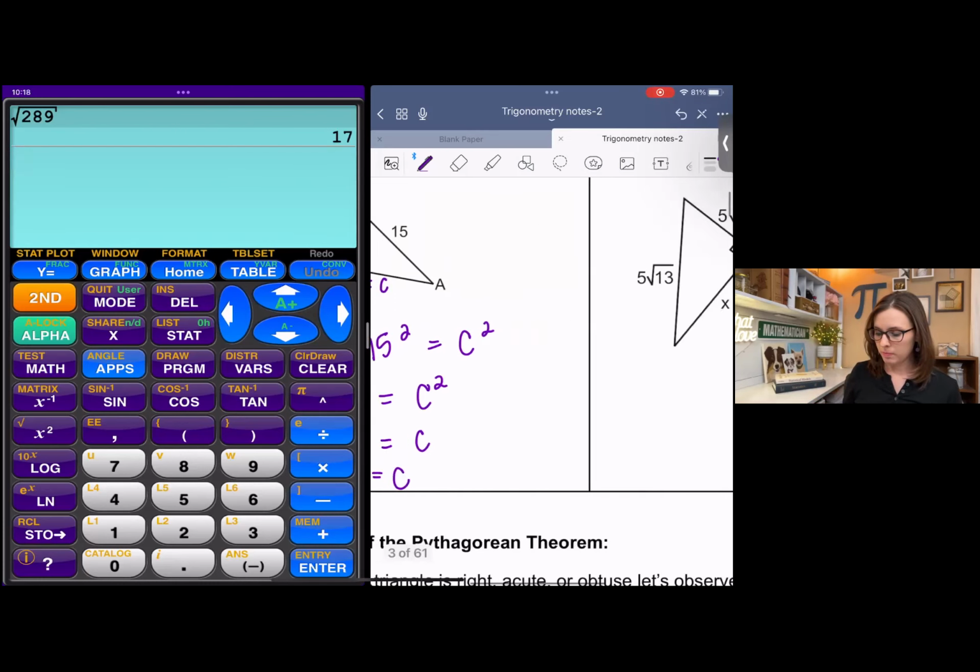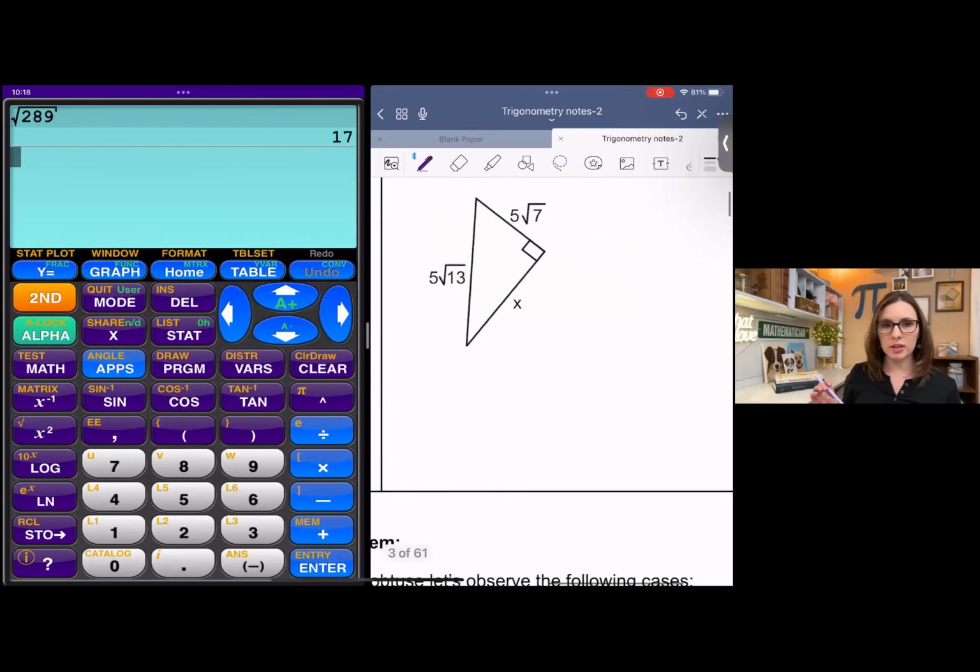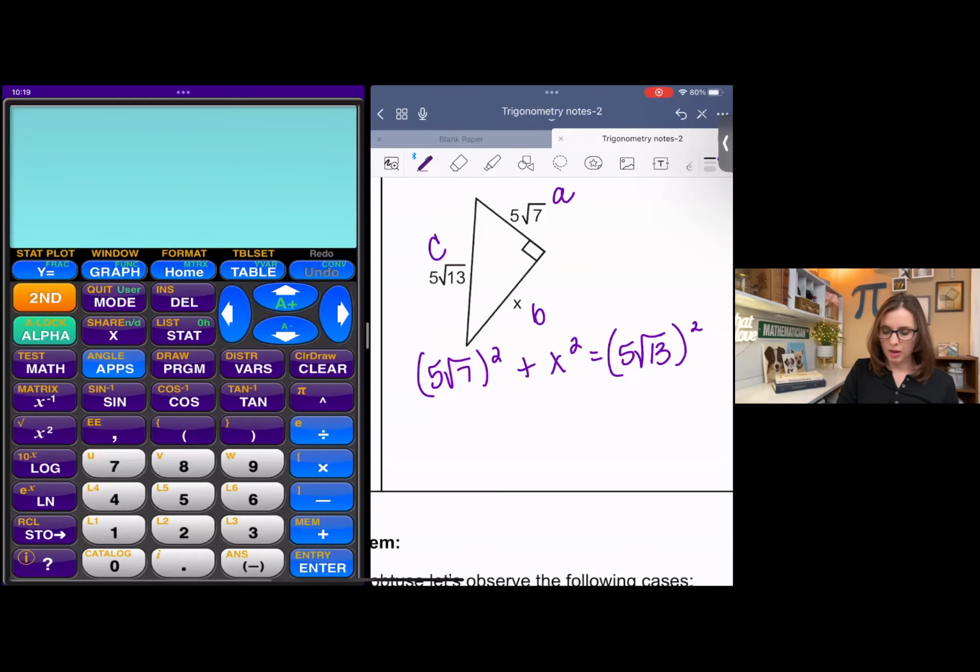The next one, I want you to go ahead and set it up. I know you might get tripped up with the square roots, but go ahead and set it up and then we'll go over it from there. In this example, we're missing a leg. So X is representing a leg, either A or B, doesn't matter. And we were given the hypotenuse. So when you set up your equation, you're going to have A squared plus B squared equals C squared, and then just plug in your values.